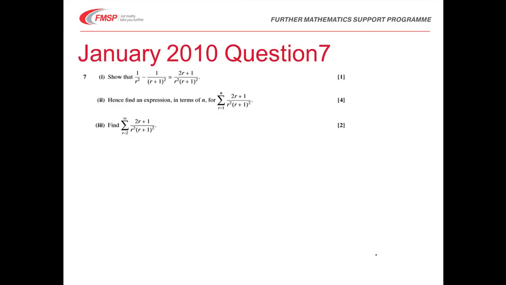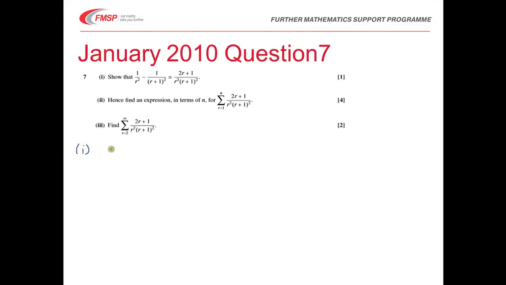We're then asked in part 2, hence find an expression in terms of n for the sum of this expression. And then in part 3, we're asked to find a sum to infinity. And just notice here that it's actually from r equals 2. So always have a good idea just to have a read through the question, and then what we'll do is we'll look at each bit in turn. So let's have a look now at part 1.